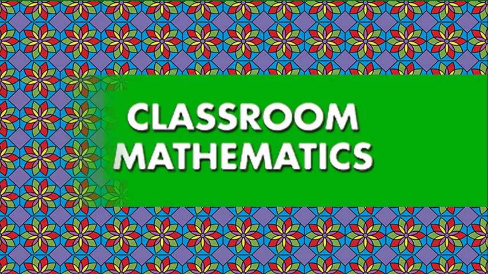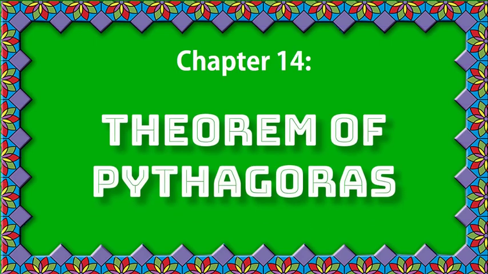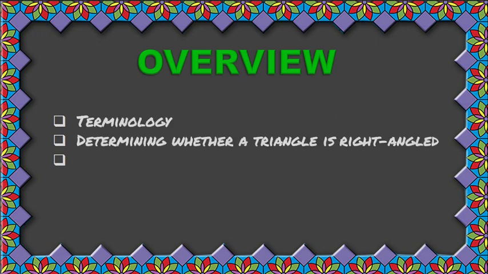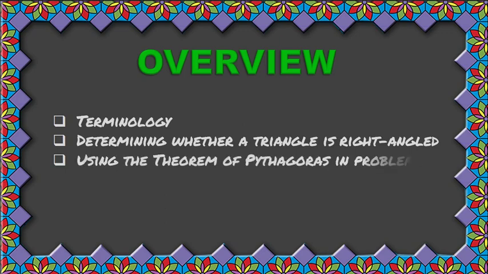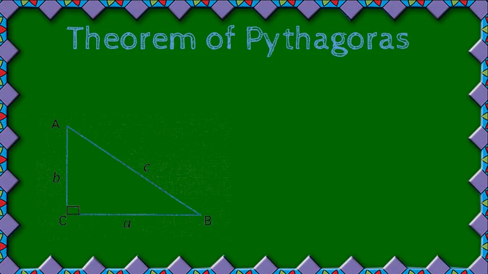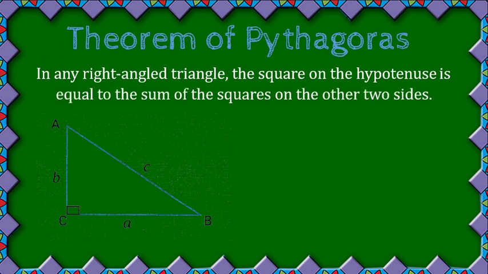In this lesson on classroom mathematics, we are looking at chapter 14 and it's on the Theorem of Pythagoras. So just an overview of the video, we're going to look at the terminology, then we're going to look at determining whether a triangle is a right angle triangle, and then we're going to use the Theorem of Pythagoras in problems.